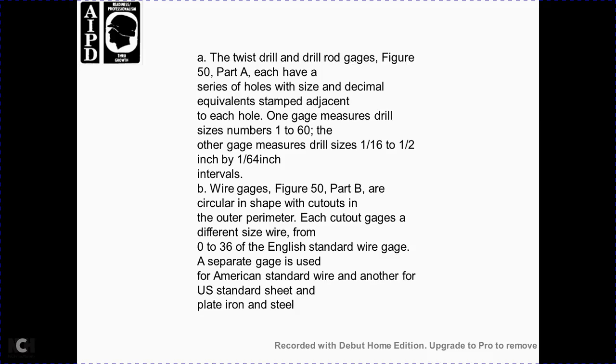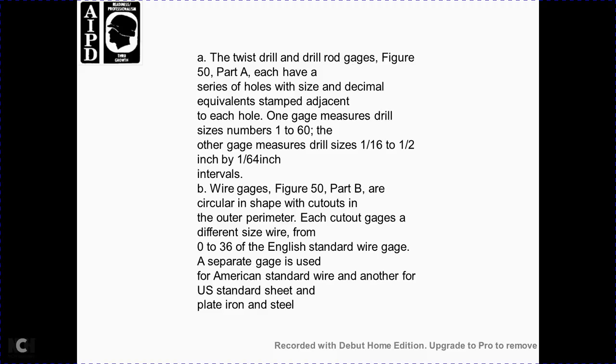Twist drill and drill rod gauge, and wire gauge, figure 50, part A and part H, have a series of holes along the side, with the dimensional equivalent stamped on the edge for each hole. One gauge measures the drill size numbers 1 to 60. The other gauge measures the drill size 1/16 to 1/2 inch in 1/64 of an inch intervals.